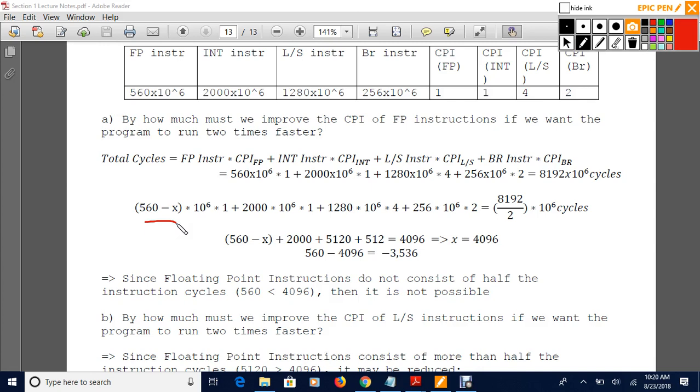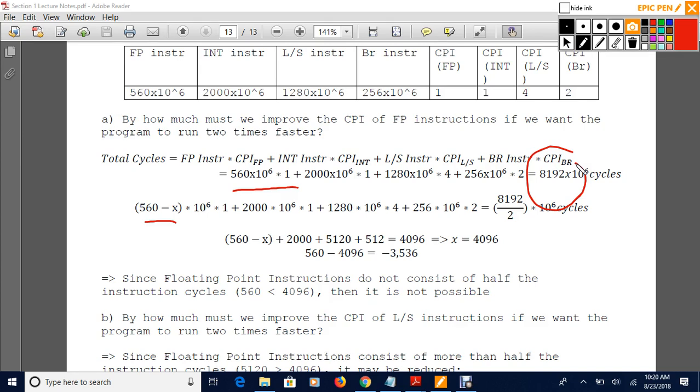Could you recognize that there's only 1 cycle per instruction for the floating point, and you can't do less than... Yeah, if you multiply 560 times 1, and you say, all right, so the whole thing's 8,192, I need to get 4,096 cycles back. So no cycles per instruction. This is the number of instructions, this is the number of cycles, right? So cycles have CPI times the number of instructions gives you the number of cycles.